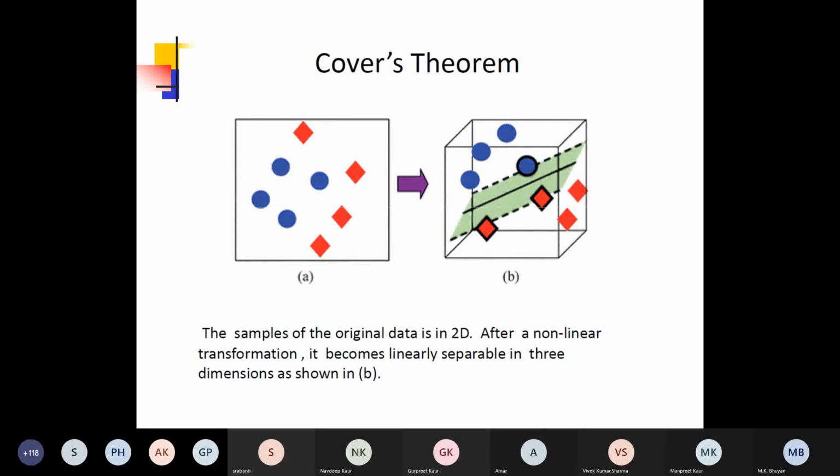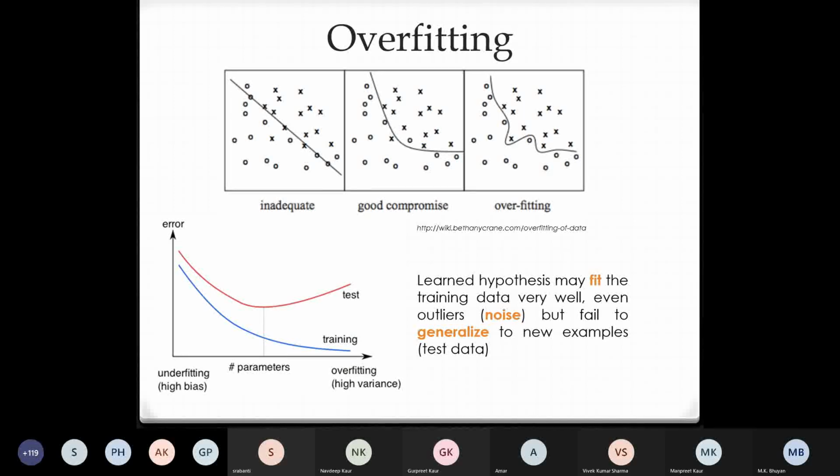And finally, in case of machine learning, this concept is important: the concept of overfitting. Here you see the first example is the decision boundary between the classes. This is not a good decision boundary. This is inadequate. The next one is a good compromise, a very good decision boundary between the classes. And the last one is the overfitting, that is too much. That is the decision boundary corresponding to the overfitting case. So you can see in case of the underfitting, the error is maximum during the training and during the testing.